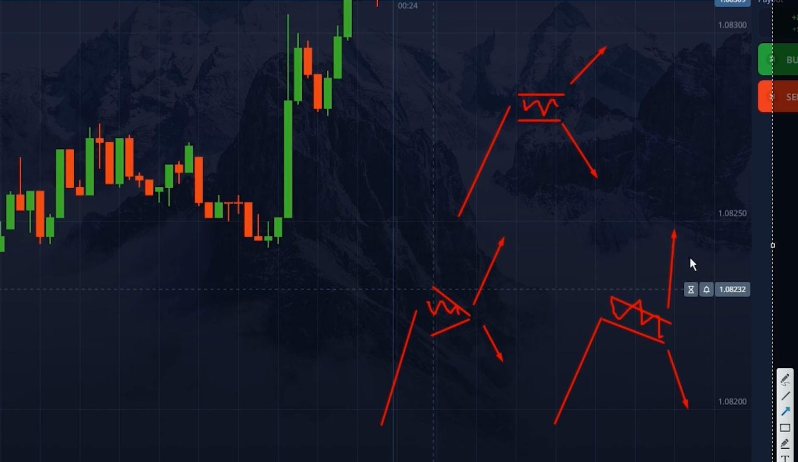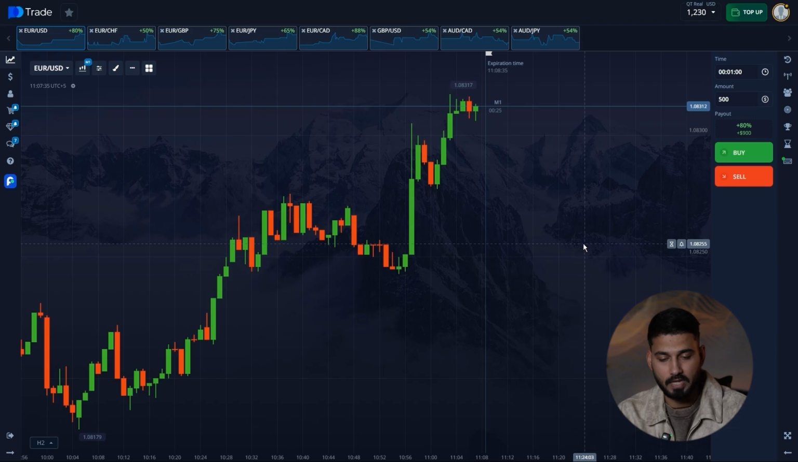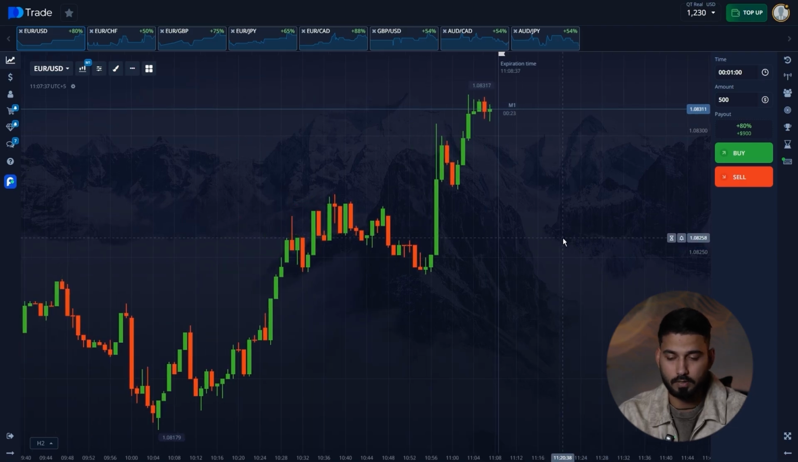Okay, we have covered the basics of flag analysis. Now let's move to practical application. I believe you can now spot this flag pattern with your naked eye. Once you know a pattern, it becomes obvious. It's just a matter of experience.